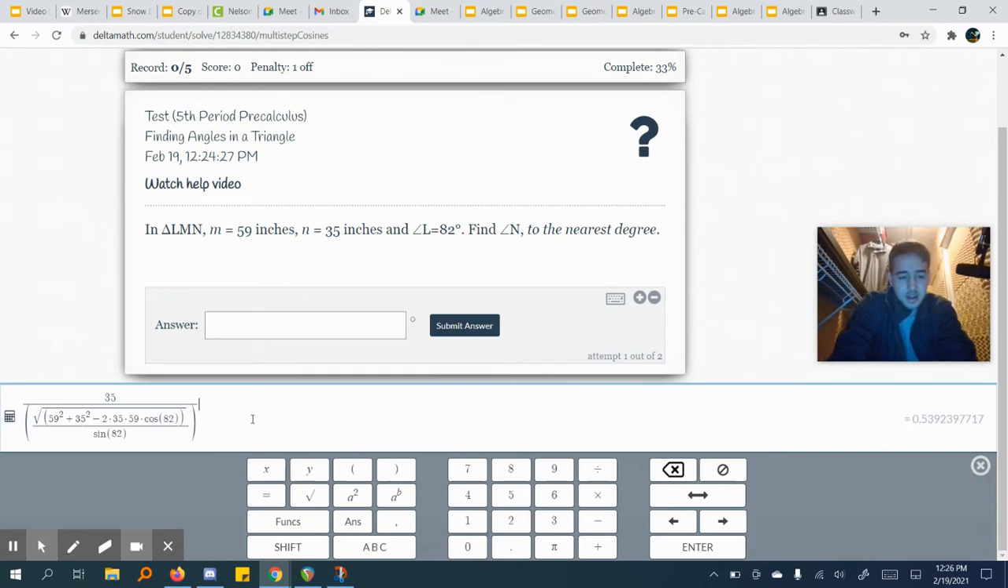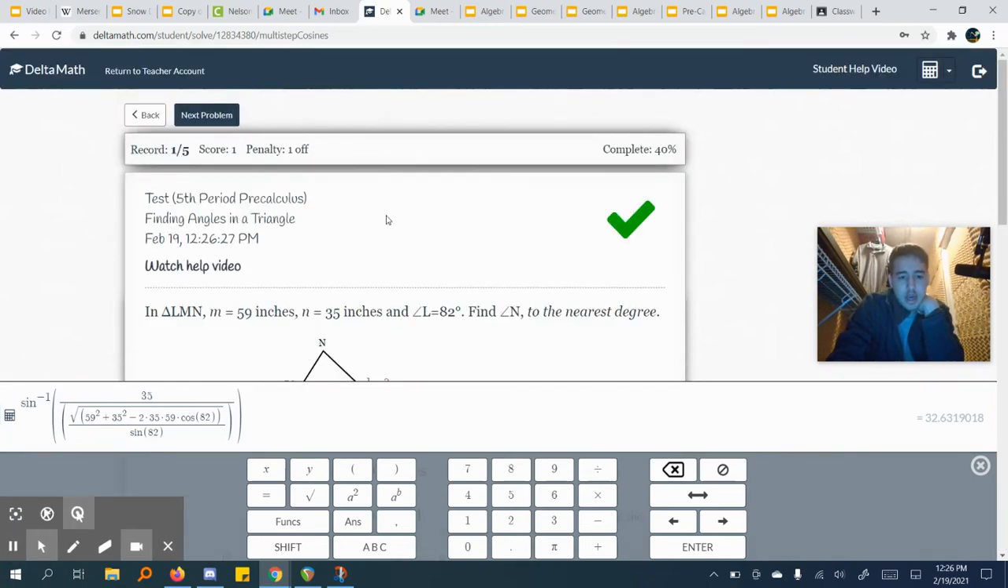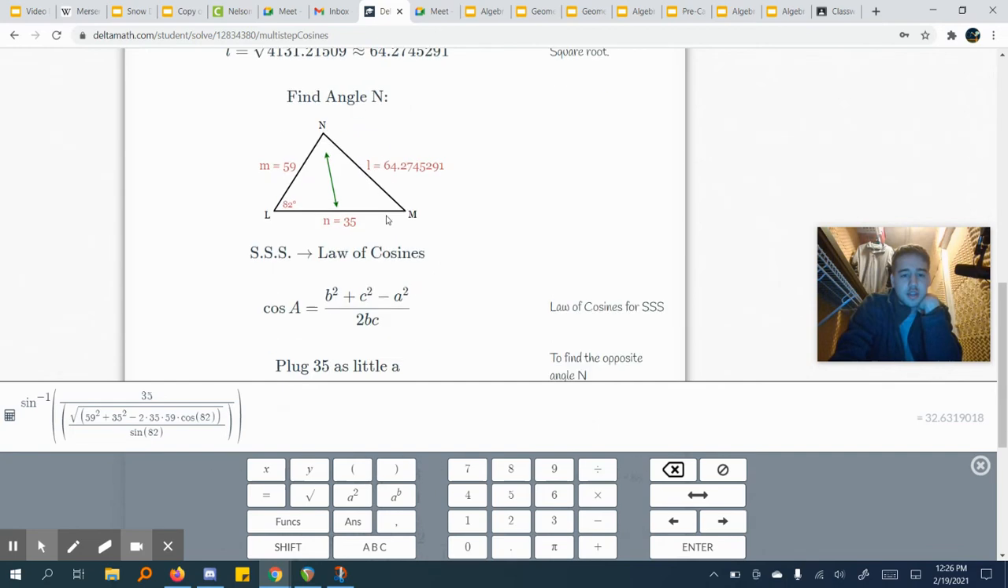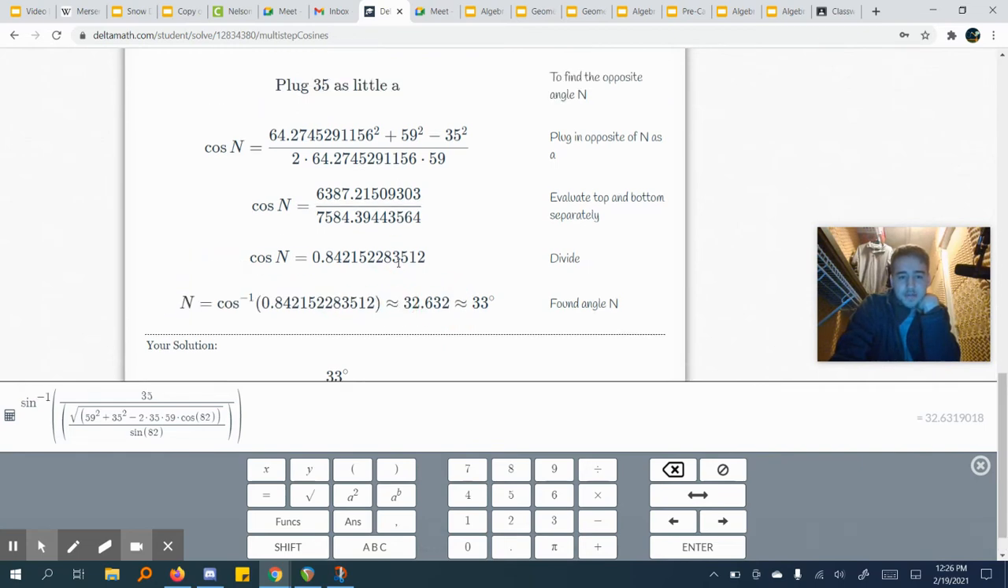And that is going to be sine of n. And now what we'll need to do is take the inverse sine of that. It looks big and messy, but it gives us 32.63, which I believe is 33 degrees. And we got it right. So we threw in 33 for the angle. We actually had a pretty exact answer here.